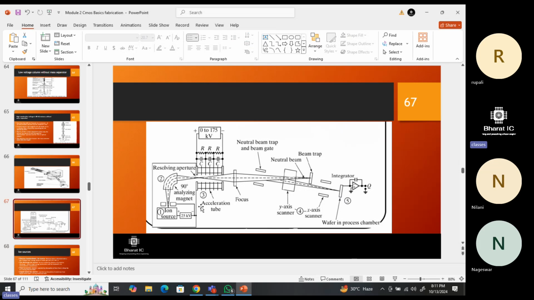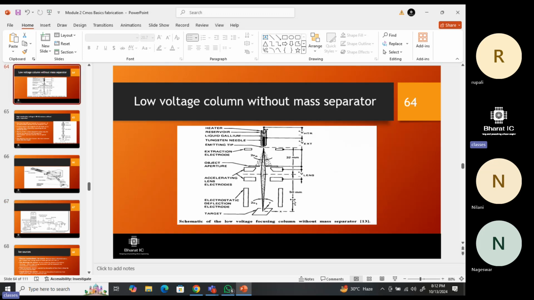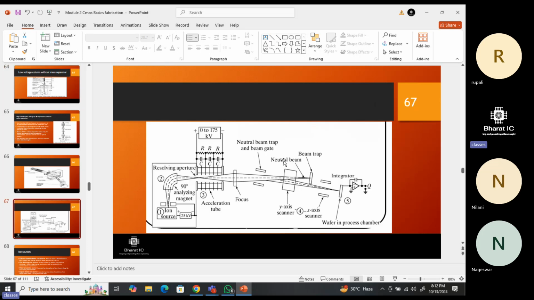Then some kind of biasing will be there here. Then this will be focused by a lens and sent to the chamber where it can be sent to the device on a wafer. So then it comes and it targets the wafer. This is the circuit which has to be implemented on the wafer, which is an integrated circuit. Suppose an integrated circuit is to be fabricated on a wafer, and this is how the beam is falling. You can use this diagram or that diagram, either of the two, for your understanding.